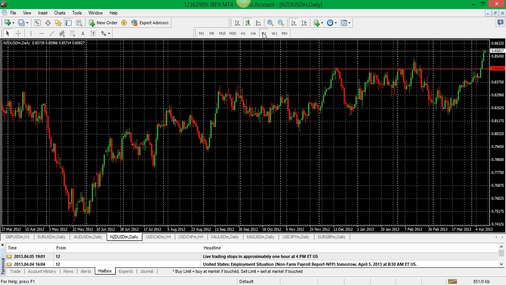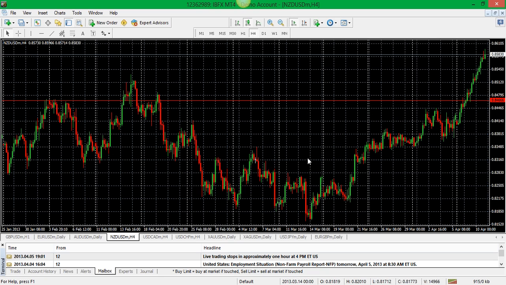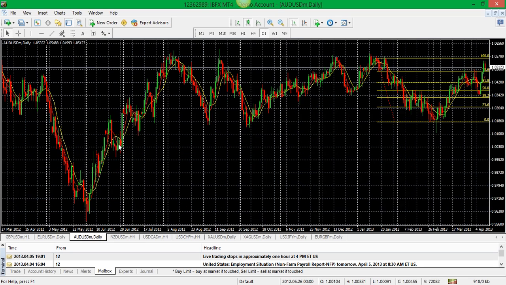All right. On the daily chart, it's breaking up and up and up. And on the 4-hour chart, it's definitely a trend to the upside. So very hard to say that that is a range-bound trade. Same thing with the Aussie dollar. Definitely heading to the upside here.